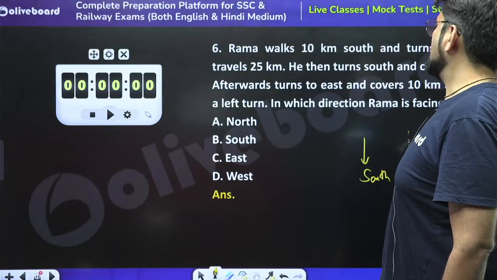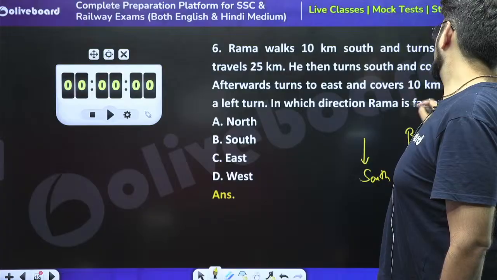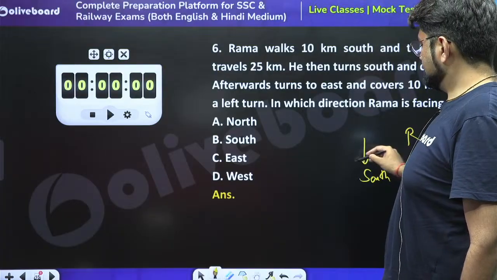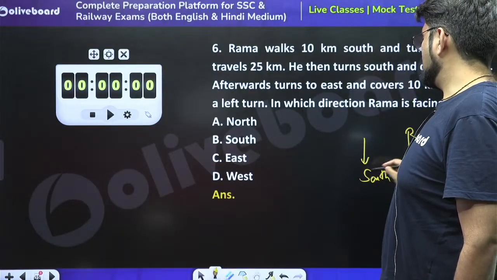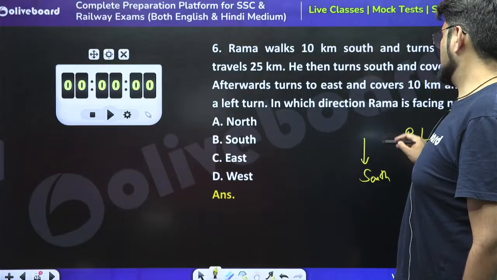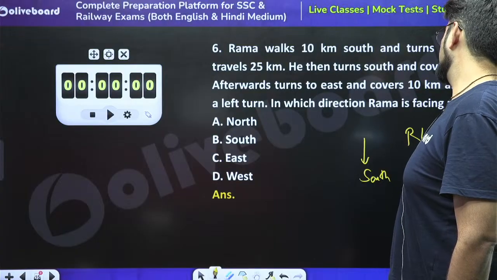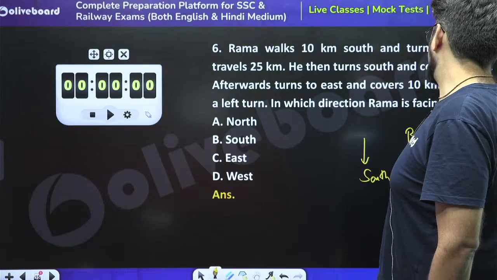Now he is turning right. Then he turns south. So if he is turning right from here, then he's turning south again. So that means he's taking a left. Afterwards he turns to his east. So he's taking a left again, and took a left turn. He takes a left again.